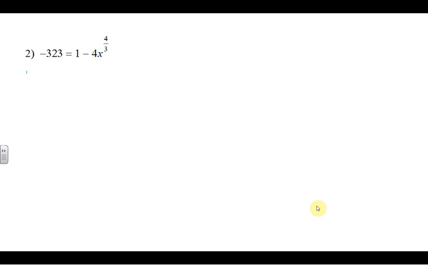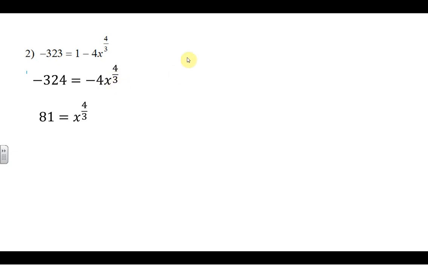All right. This one has a little bit more steps. I see 1 minus 4 times x over x raised to the 4/3. Be careful here. First you're going to get rid of the 1 by subtracting 1. Then you have to divide by -4. Make sure you isolate first. A lot of people will want to get rid of that exponent now. No, you got to get rid of that 4 first.